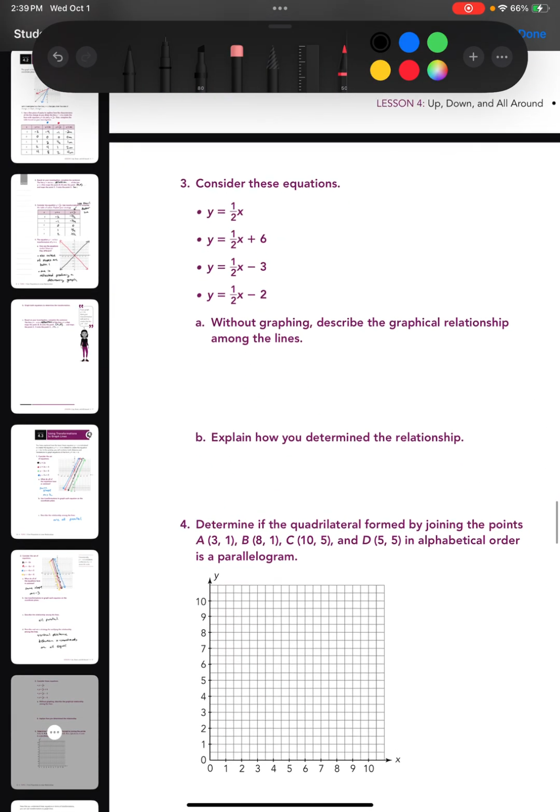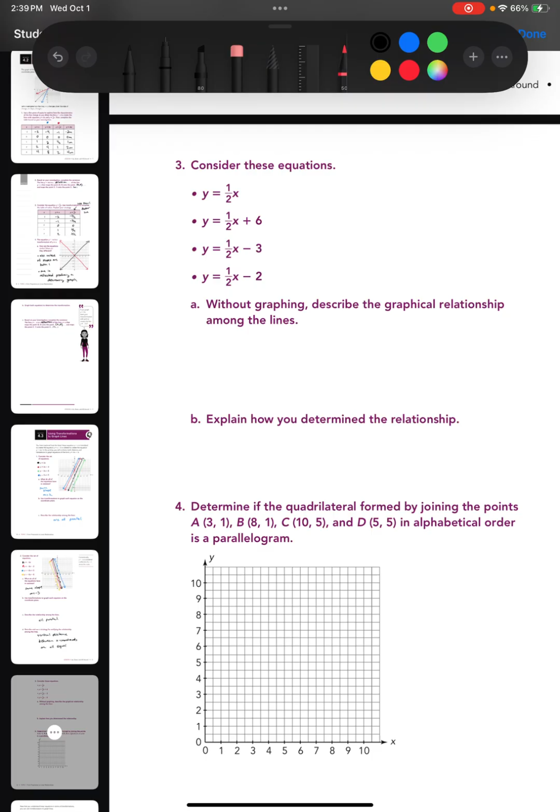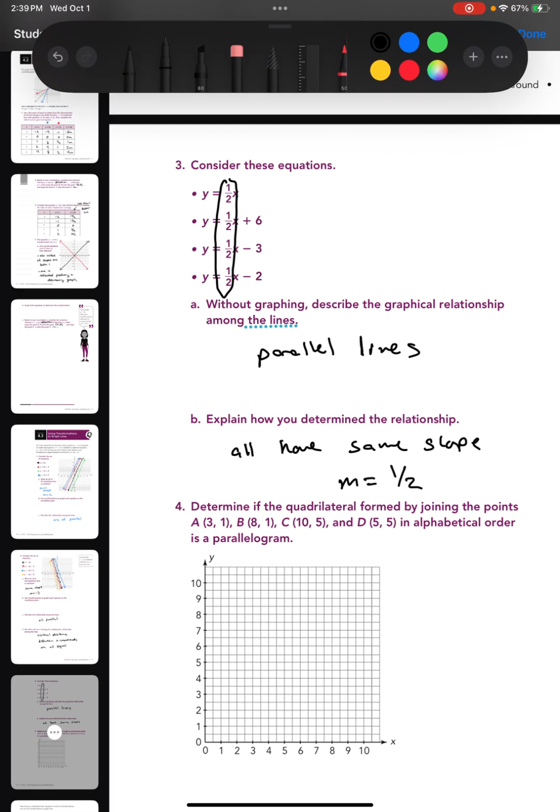All right, now we're going to look at one without having the graphs. Let's consider these equations without graphing, and describe their graphical relationship again. Well, you'll notice again, they all have the same slope, so we have parallel lines again. To explain how we determine the relationship, they all have the same slope of m equals 1/2. The only thing different is their y-intercepts, the shifts up or down they have made.